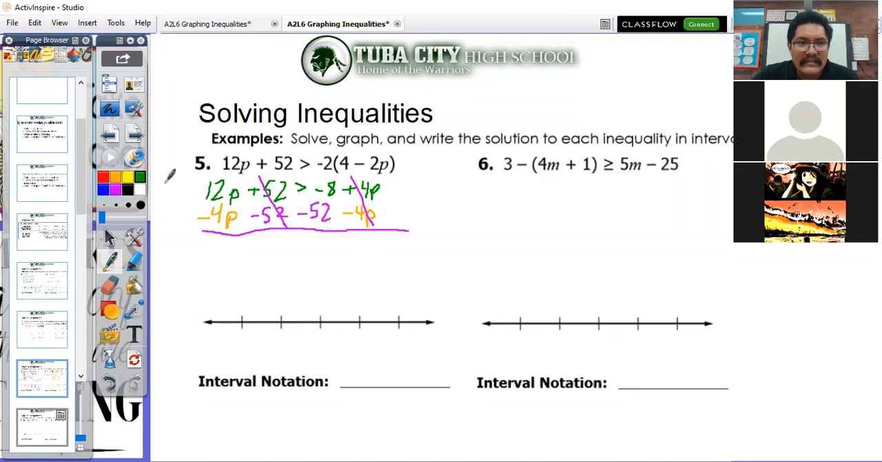All right, so let's go ahead and see what we get in the next step. 12 minus 4 is 8p. Oh, and we flipped the sign because we subtracted, right? No. Okay. Let's see what the crowd has to say.